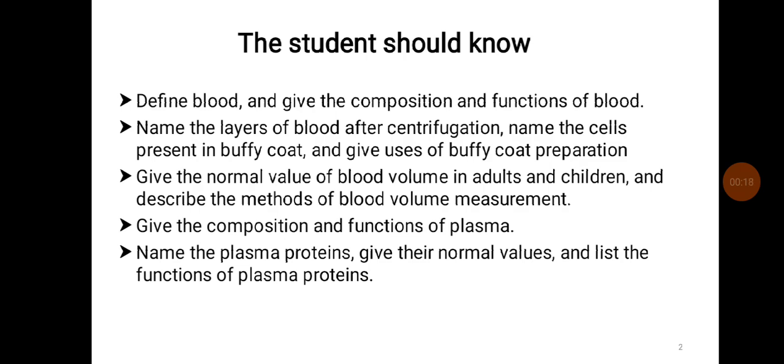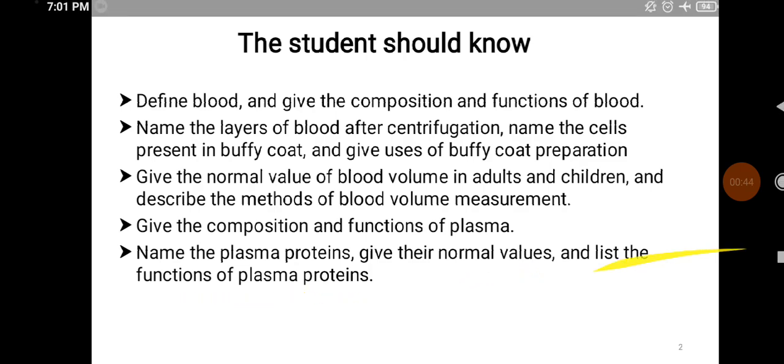of the blood, name the layers of blood after centrifugation, name the cell present in the Buffy coat, and give uses of Buffy coat preparation, give the normal value of blood volume in adults and children, and describe the methods of blood volume measurement. Give the composition and functions of plasma. Name the plasma proteins, give their normal values, and list the functions of plasma proteins.